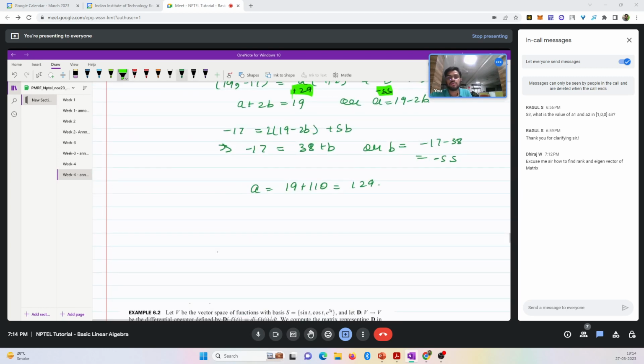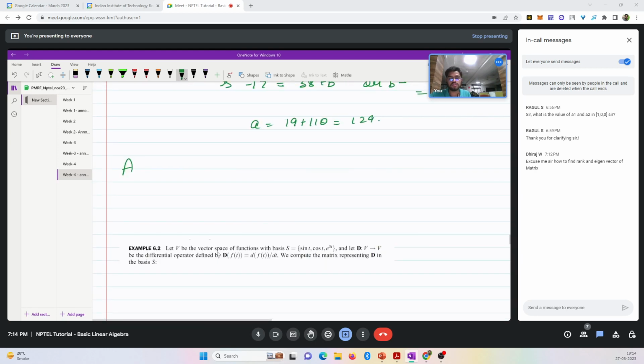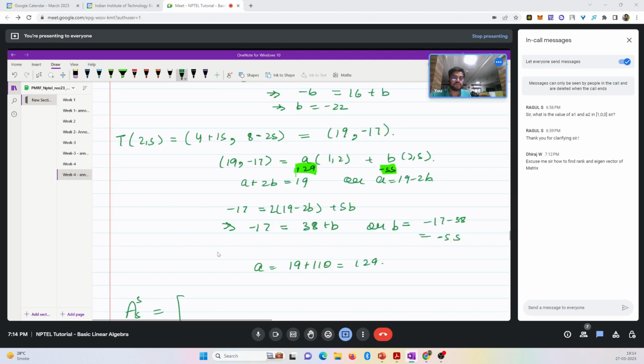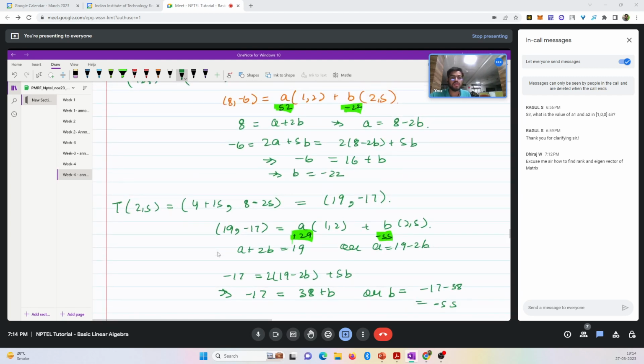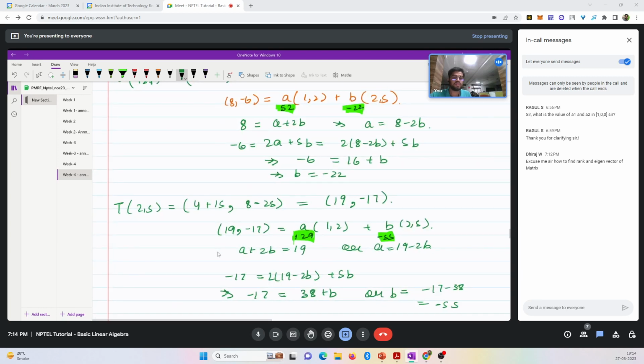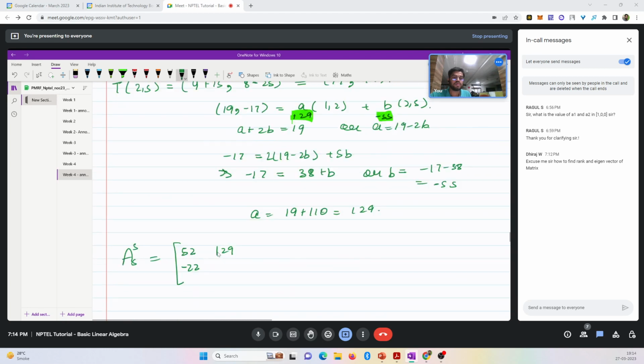So your matrix A now, with respect to this specific set of bases, you can say S is given by 52 comma minus 22, right? And this is 129 comma minus 55. Okay, this was a bit of calculation.